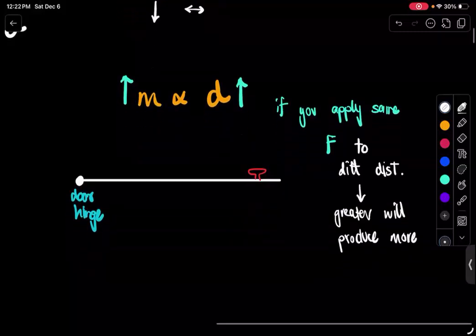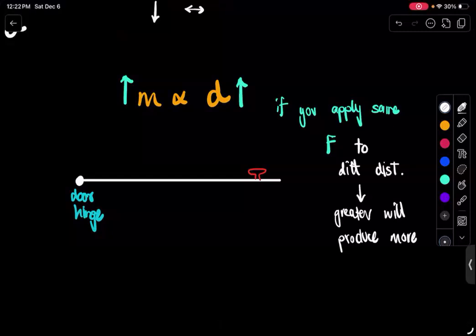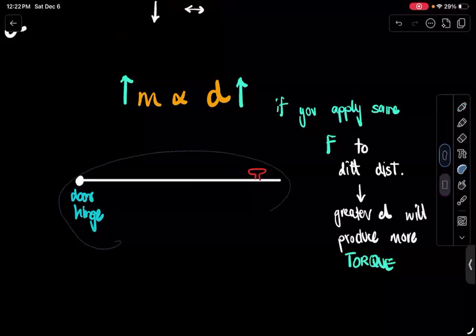Wait, what? If you apply the same force at a greater distance, it will produce more torque. Okay, now think about it. You better explain with an example.